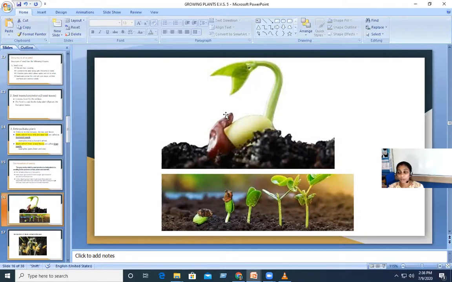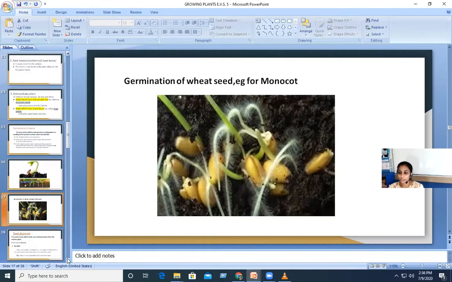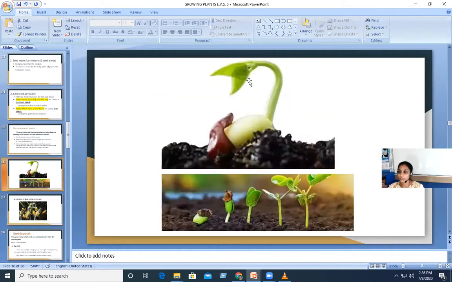And because of this, you can decide whether it is a monopod or a dipod. The germination of a wheat seed is an example of a monopod. Here you can see only one seed leaf, so it's an example of a monopod, like wheat. And this picture is a dipod. You can see beans there, green gram, and the first picture is kidney beans. It has grown with two leaves, so it's an example of a dipod.